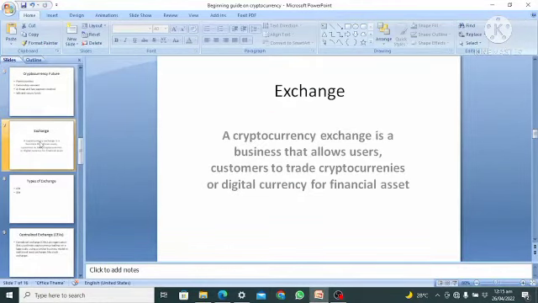We're going to talk about exchanges, and go deeper to get to know what an exchange is all about. A cryptocurrency exchange is a business that allows users or customers to trade cryptocurrencies or digital currency for financial assets. So get to understand this, we're talking about exchanges at the moment.